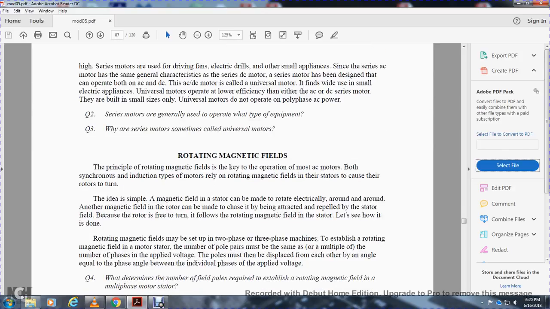Rotating magnetic fields. The principle of the rotating magnetic field is the key to the operation of most AC motors, both synchronous and induction types, which rely on the rotating magnetic fields in the stators to cause the rotors to turn. The idea is simple. The magnetic field in the stator can be made to rotate electrically around and around.